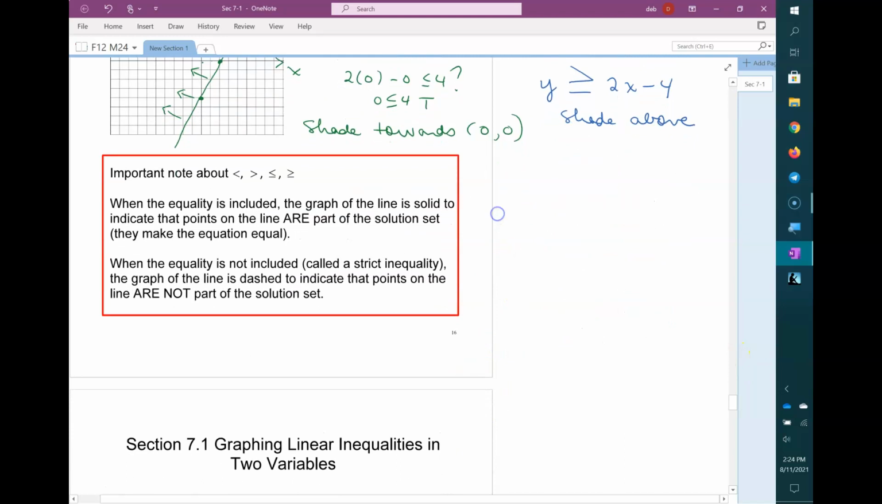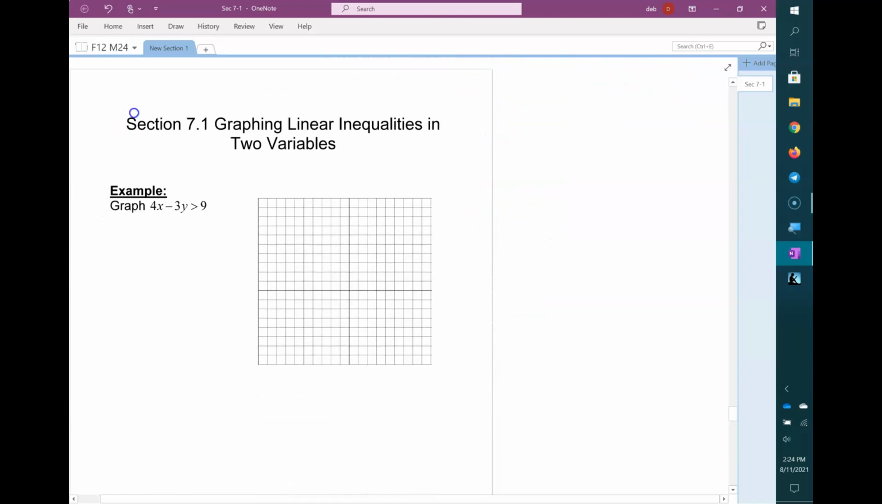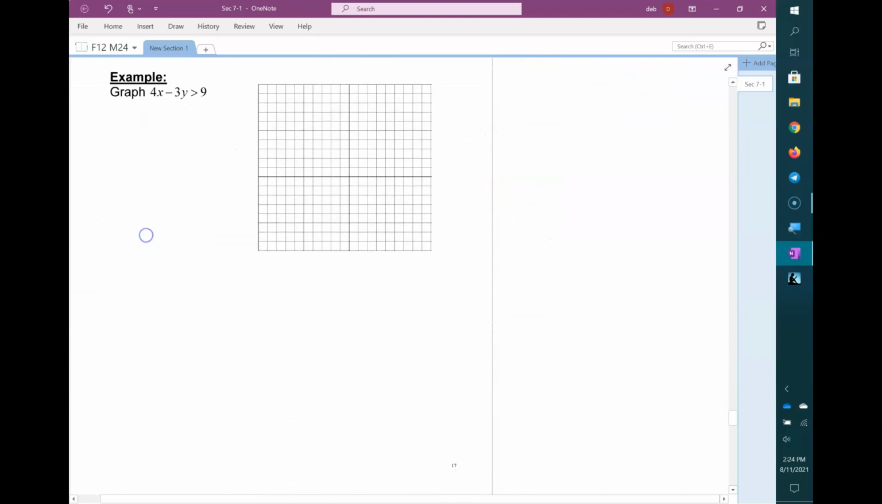Now just a little note about the 4 different inequality symbols. When the equality is included, the graph of the line is solid to indicate the points on the line are part of the solution set. They make the equation equal. When the equality is not included, that's called a strict inequality, the graph of the line is dashed. We don't run into this a lot, but I just wanted to make sure you remembered that. So more often than not, we're going to have the inequality with the or equals to. So let's see how we would do this example.